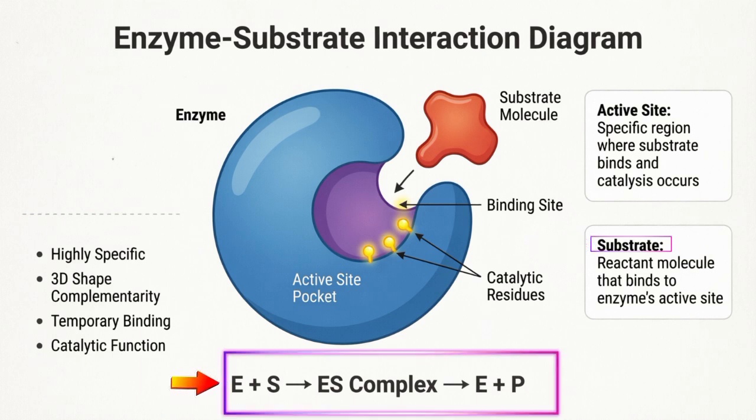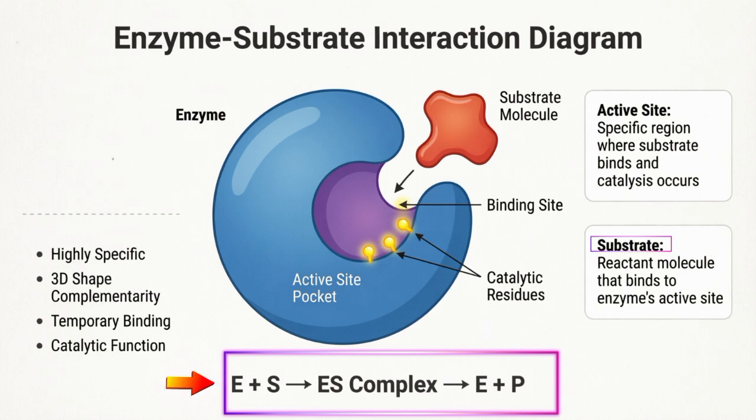Finally, let us look at the equation at the bottom, which tells the story of the reaction. Enzyme plus substrate forms the enzyme-substrate complex, which then becomes enzyme plus product. First, the enzyme meets the substrate. Second, they bind to form the enzyme-substrate complex. This is the moment the reaction happens. Third, the substrate turns into the product.